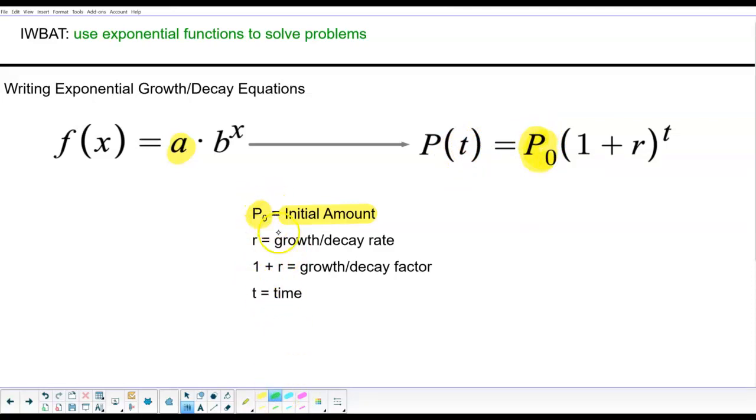Now, important vocabulary pieces. Notice how the B value is really broken up. The B value is your growth rate; that's going to be the growth factor or decay factor, depending on the number. We think of it as 1 plus R. R is the actual rate itself. 1 plus R is what we call the decay or growth factor. And T represents time. So that might be a good time to pause and record this part in your notes. We're going to be using these throughout the lesson today.